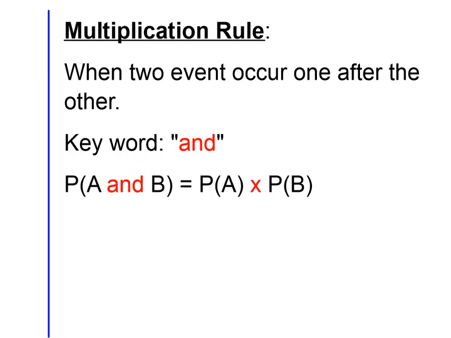The multiplication rule. This is a rule we use when we have 2 events that are happening in a more sequential order, one event happening after the other. The key word we look for in the prompt is "and." So if you see the word "and," you're going to be multiplying the probabilities: the probability of event A times the probability of event B.